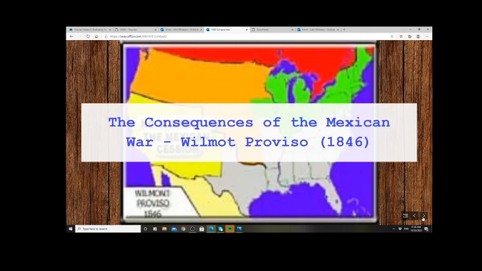Now, the war doesn't end until 1848, but before we even get to 1848, the Wilmot Proviso, issued by Democratic Congressman David Wilmot, tries to preempt what should happen with territory that would be taken from Mexico when the war was over. Obviously, the Americans are convinced they're going to win this war fairly easily, which they do, and they eventually even occupy Mexico City, the capital of Mexico.